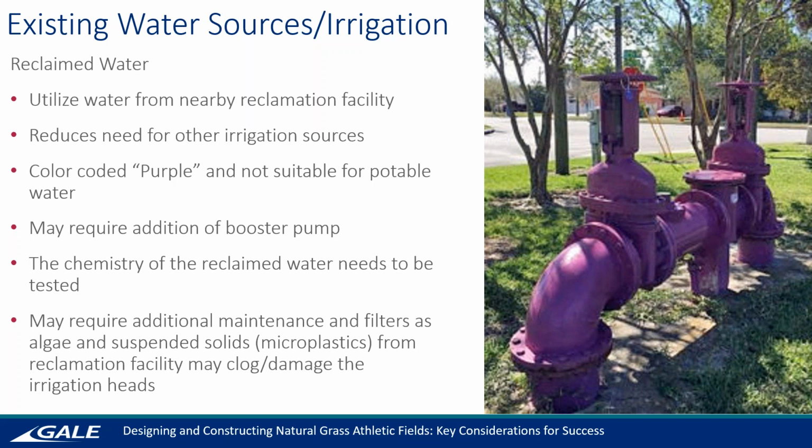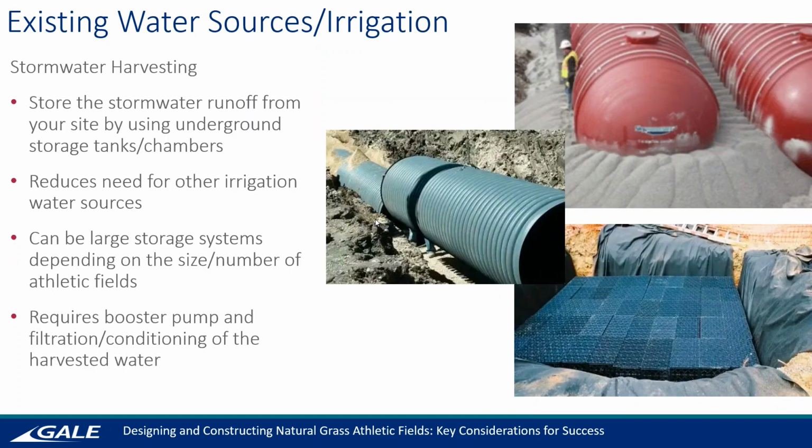And then a little bit of lessons learned here: not all reclamation facilities are created equal, and some of them don't have really top-notch filters, and they can get algae or suspended solids. Usually 9 times out of 10, it's microplastics. They get through that system, and if you don't have some type of filtration system on your end, over time you can clog and damage your own irrigation heads and cause more problems.